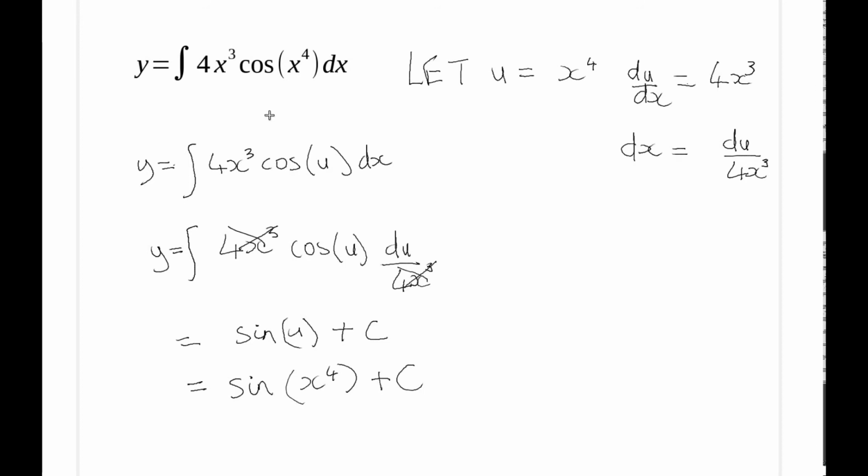So that was very nice because we had a 4 at the front, so we had a 4 here, and they cancelled, and the x to the 3 obviously cancelled. What happens if we haven't got any numbers out front? Or what happens if it's a different number? Let's have a look. So if we look at this one, it's exactly the same principle. Let u equal the stuff inside the bracket, which is x to the 3.